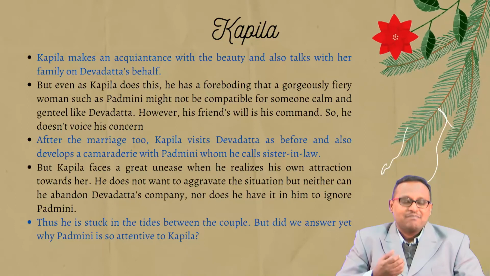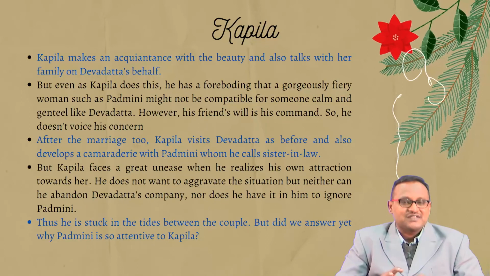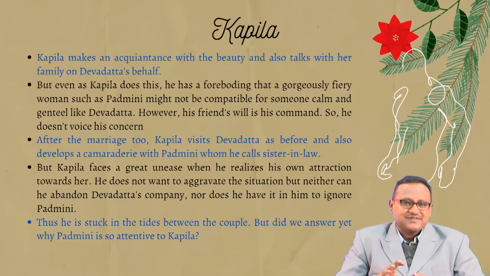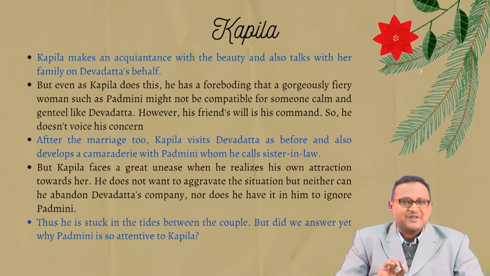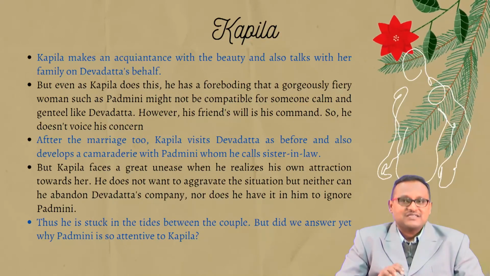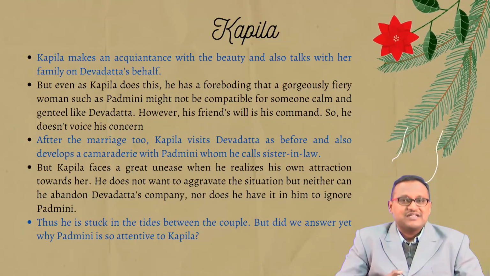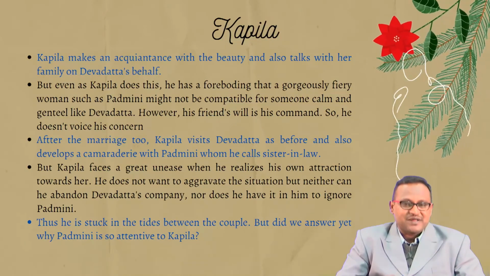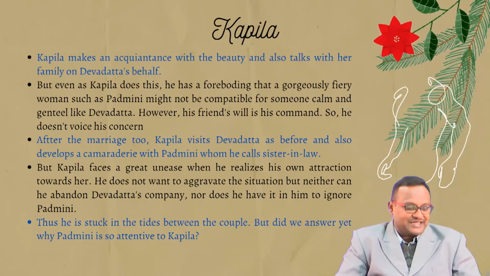Now, after marriage, Kapila understands. Kapila is drawn to Devdutta, so he continues visiting the place. He understands that Devdutta is slightly uneasy, and in the process, he also understands that Padmini is drawn to him. Now, as a good friend, what should he do? As a good friend to both of them, what should he do? This is the central dilemma, but he cannot keep himself away from Devdutta. Remember, his primary loyalty and devotion is towards Devdutta, therefore he keeps meeting Devdutta.